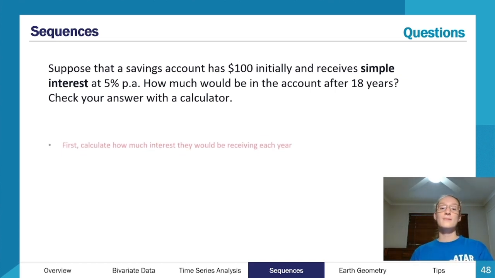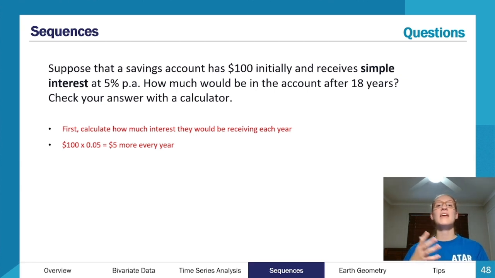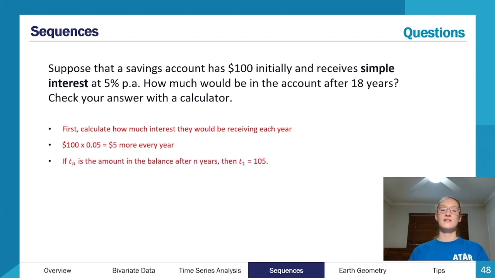So I know that I'm looking for simple interest. But before I can start using my arithmetic sequence, I actually have to calculate how much interest they'd be receiving each year, which is the only part of the question that's not strictly sequence related. But because there's $100 in the account and the interest is 5%, all I've got to do is work out what 5% of $100 is. So by multiplying 100 by 0.05, I've got $5 more every year. So that's my common difference. That's how much is being added to the account every single year.